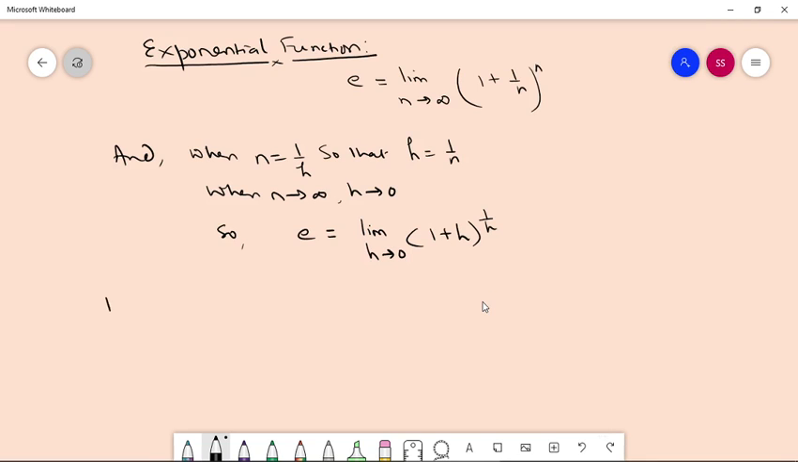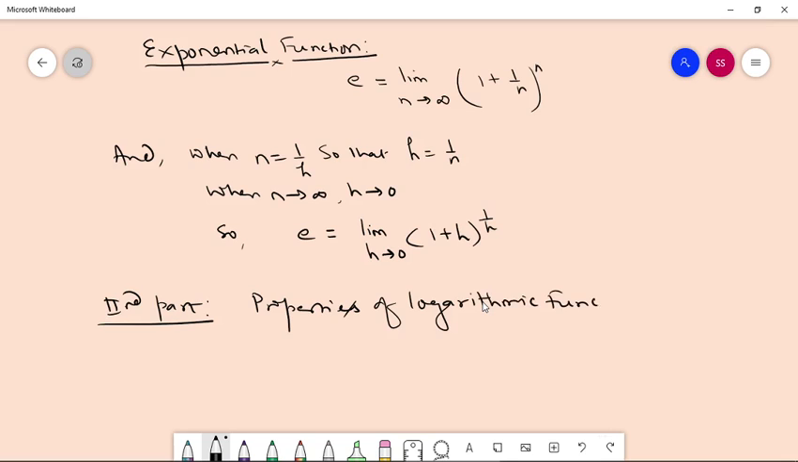And the second part, dear students, this is the revision part that we have already studied. Properties of logarithmic functions. Number 1, log base a of x times y equals log a x plus log a y.